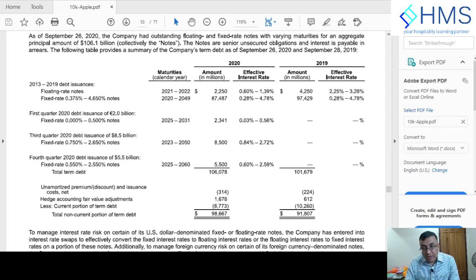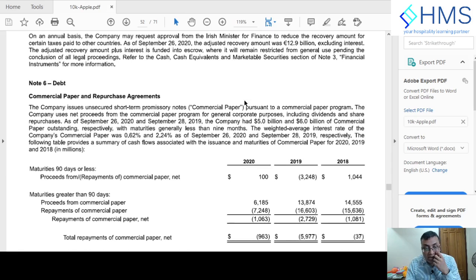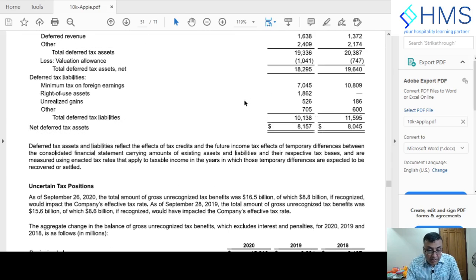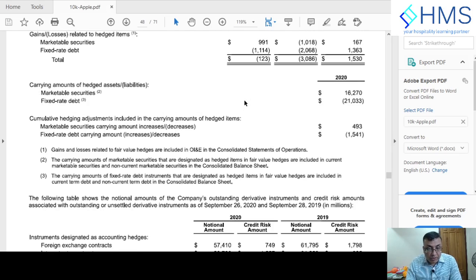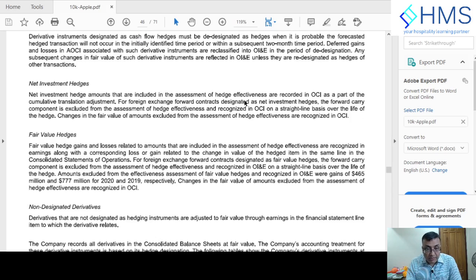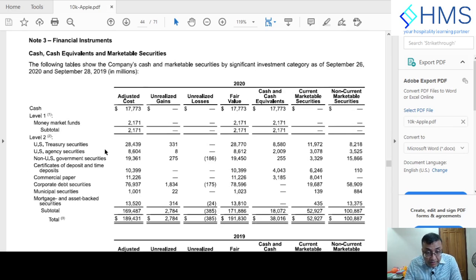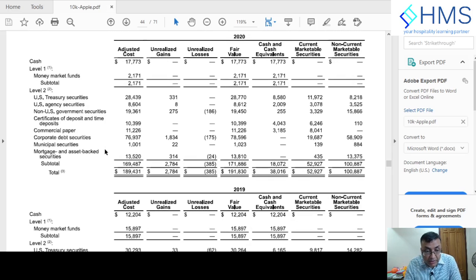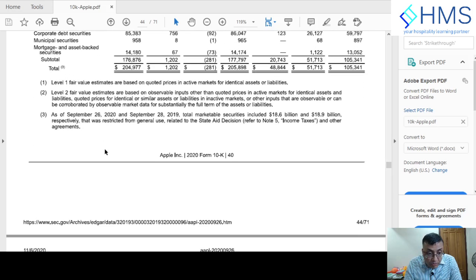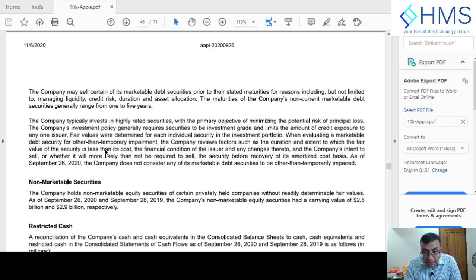The company has used this money for investment into marketable securities. What is the interest that the company is earning from the marketable securities? So let's look at the schedule of the marketable securities. In the cash and cash equivalents level here, you can see that they are investing money into US Treasury securities, US agency securities, some commercial papers, and corporate debt securities. So what is the interest rate? The interest rate on the US Treasury is variable.